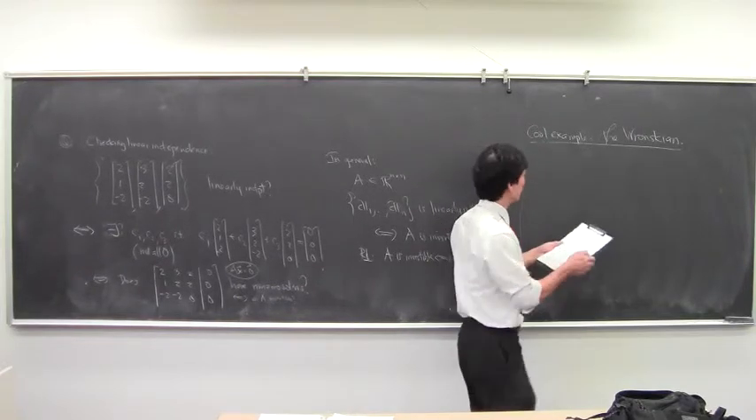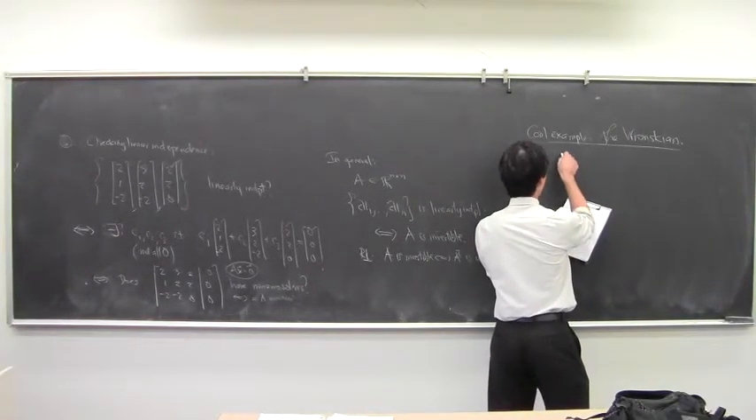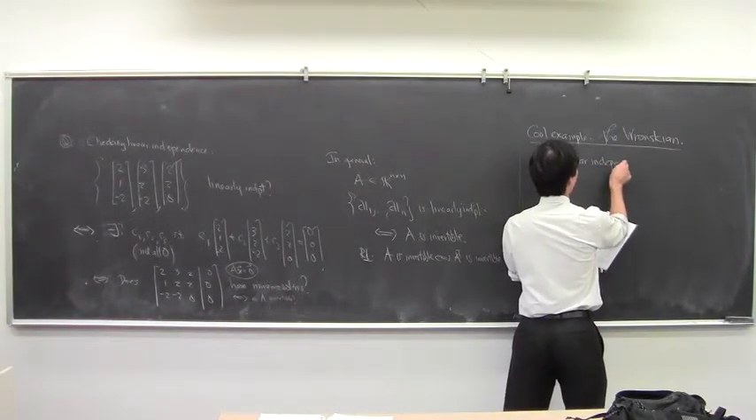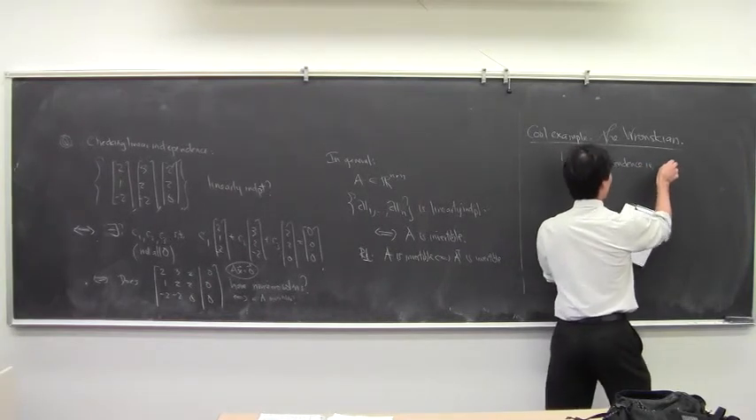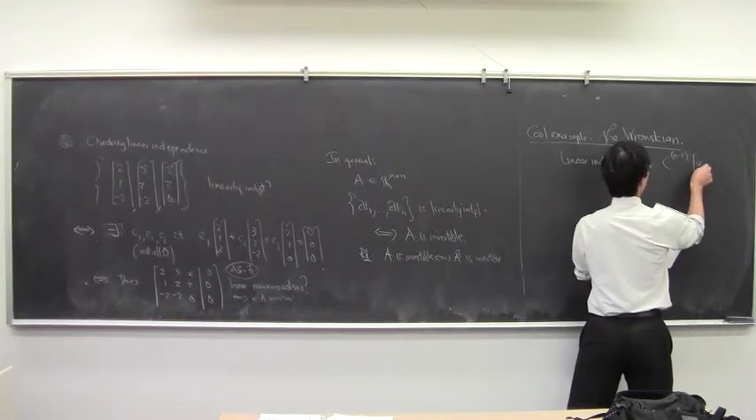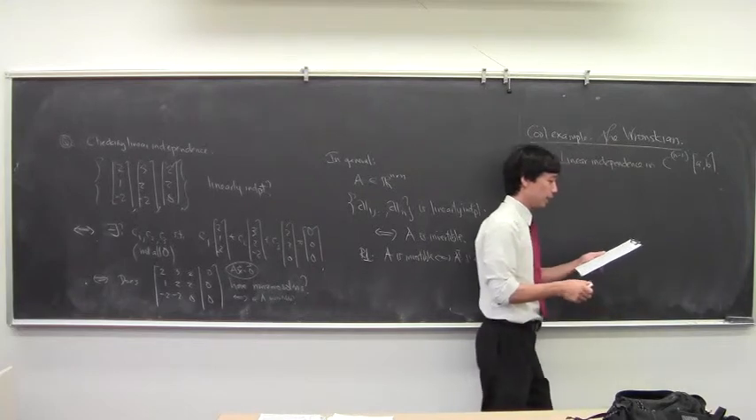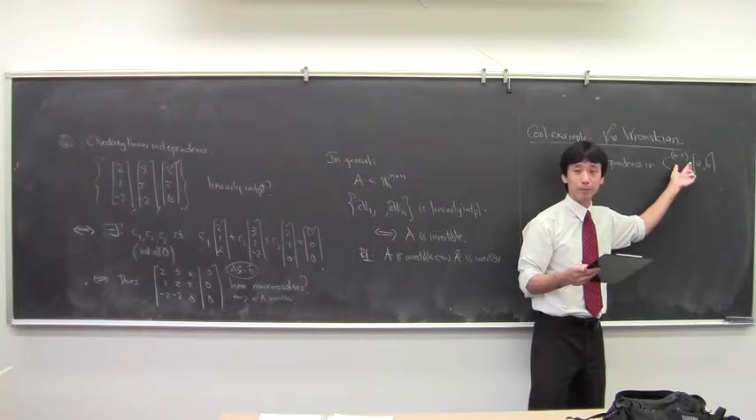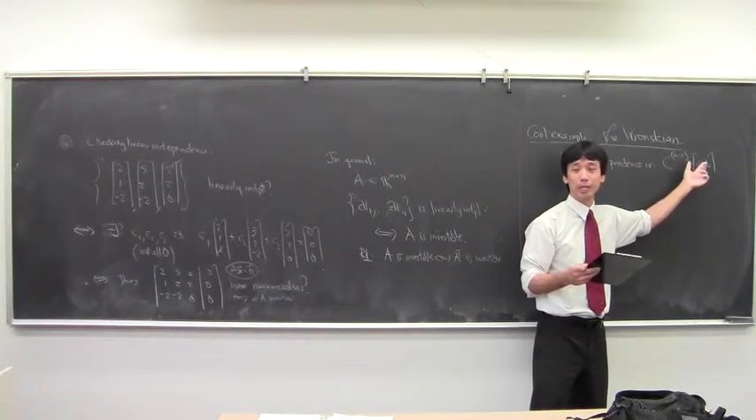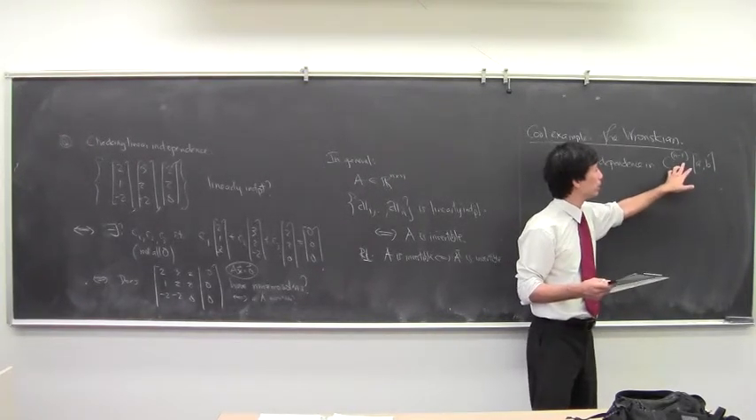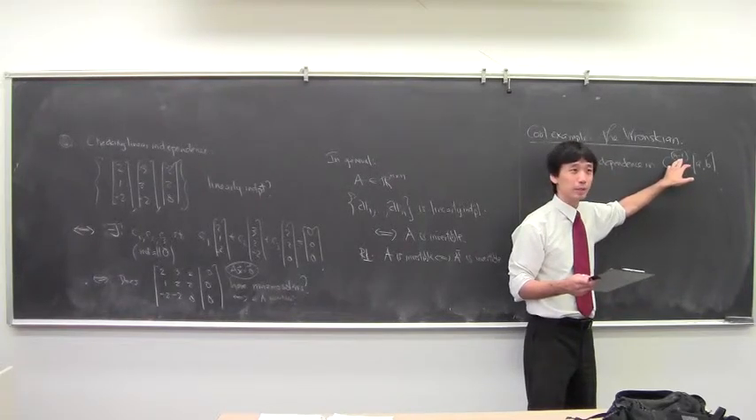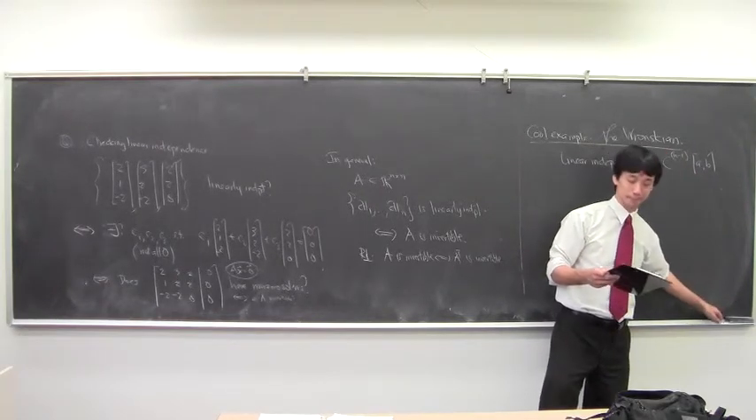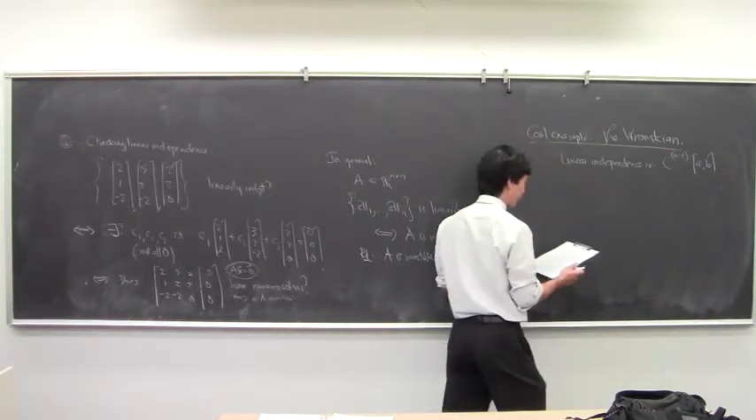Example, the Wronskian. So linear independence, in the functions which are n-1 times continuously differentiable on AB. Okay, so n-1 times continuously differentiable functions. They have n-1 derivatives, and all of them are continuous. Okay, so here's the definition.